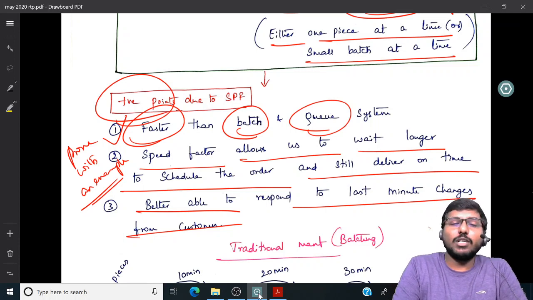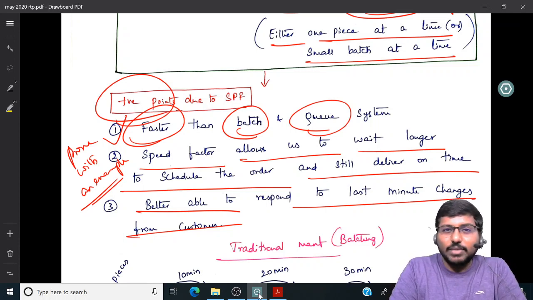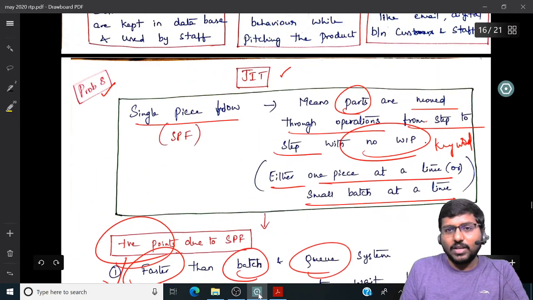Therefore, even if the customer tells you that they need these kinds of last minute changes, you'll be flexible enough to do that. So all these are plus points because of single piece flow. So what are they, guys?